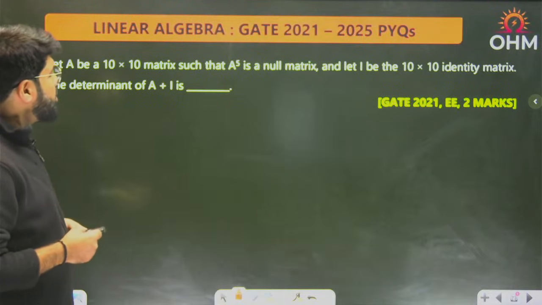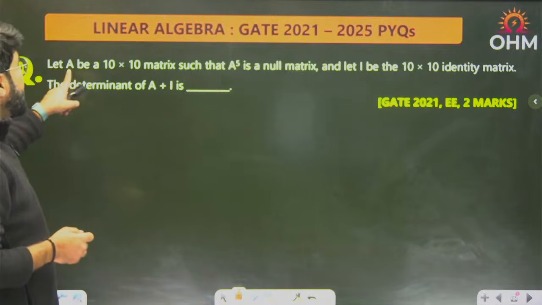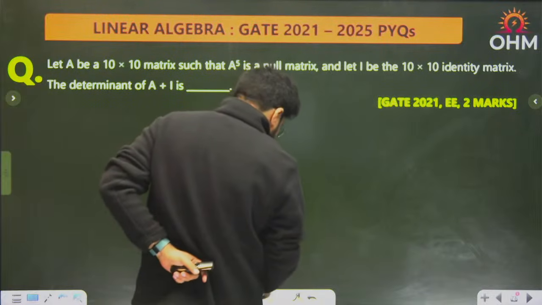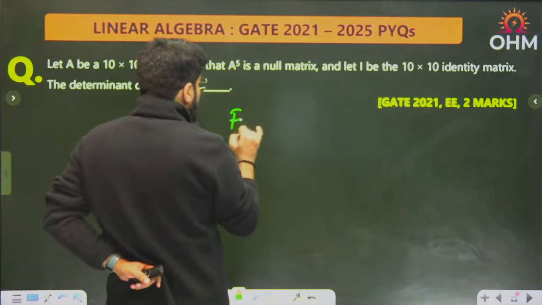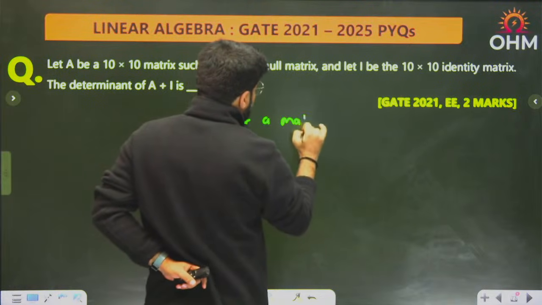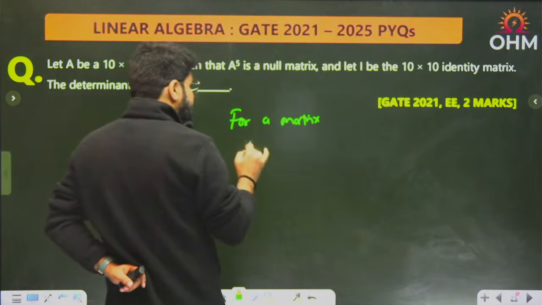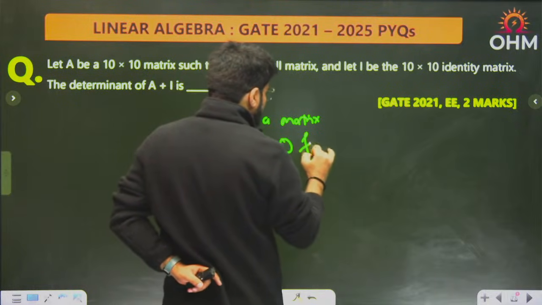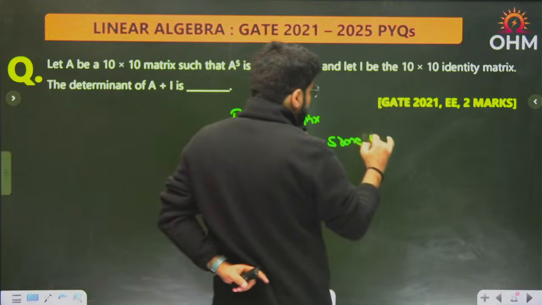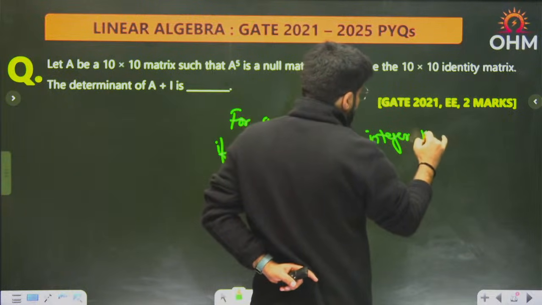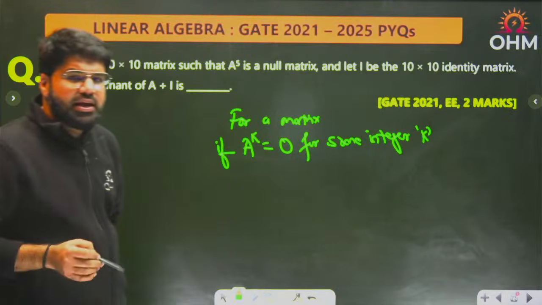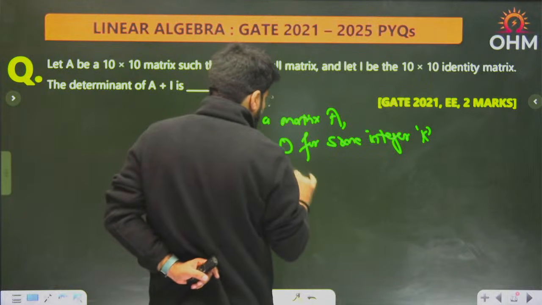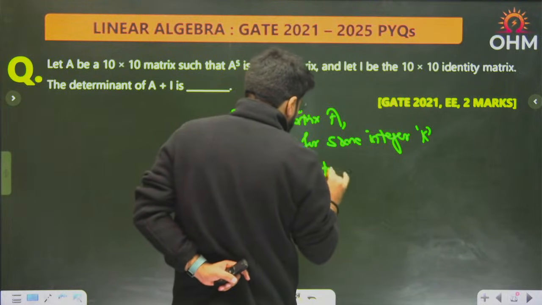Next question. GATE 21, 2 mark question. Let A be a 10 cross 10 matrix such that A power 5 is a null matrix. For any matrix A, what is this concept known as first of all? For a matrix A, if A power k equals 0 for some integer k, then the matrix A is known as a nilpotent matrix.